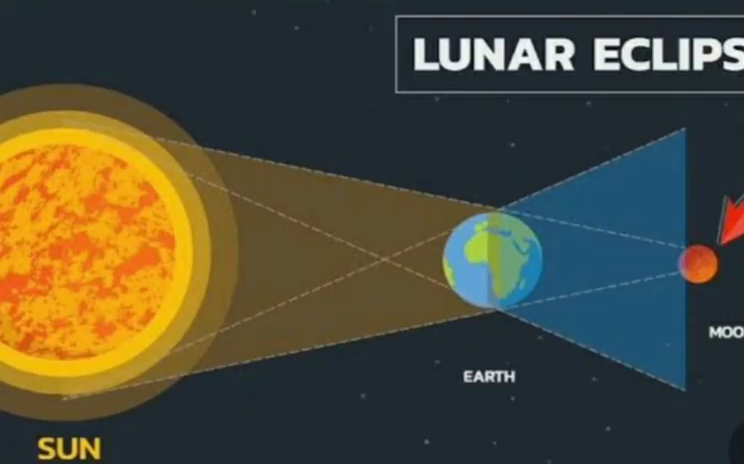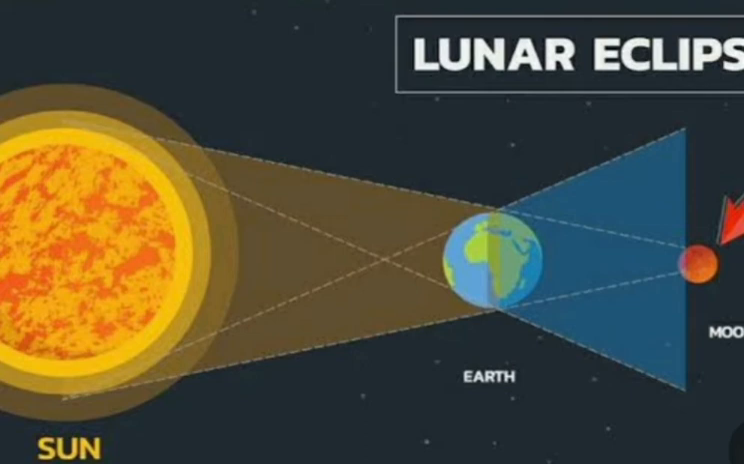The next one is lunar eclipse. When the earth comes in between the sun and the moon, the lunar eclipse takes place. Look at this image. The earth is in the middle position. In the solar eclipse, the moon comes in between the sun and earth. In this position, the earth behaves as an opaque object and the moon acts as a screen. In the solar eclipse, the moon acts as an opaque object and earth acts as a screen.